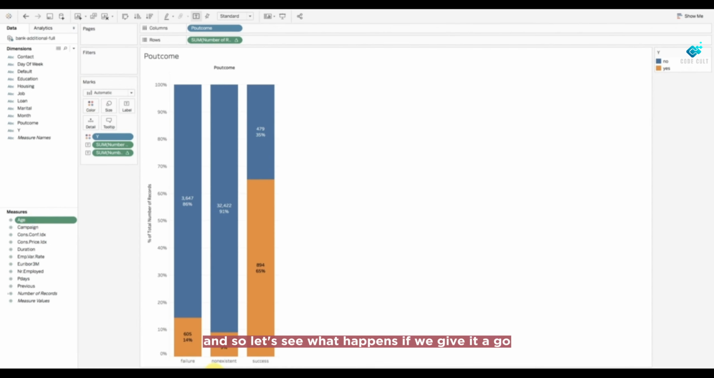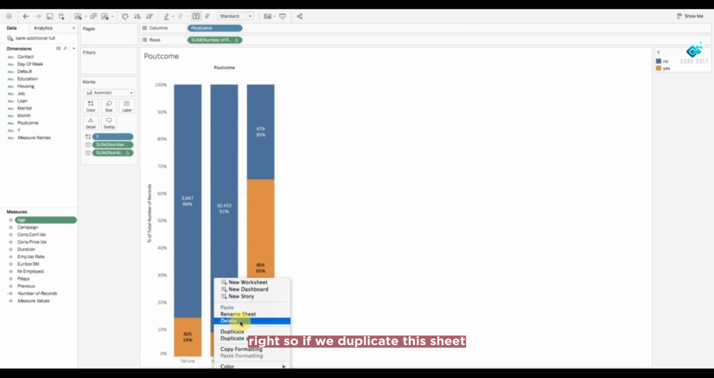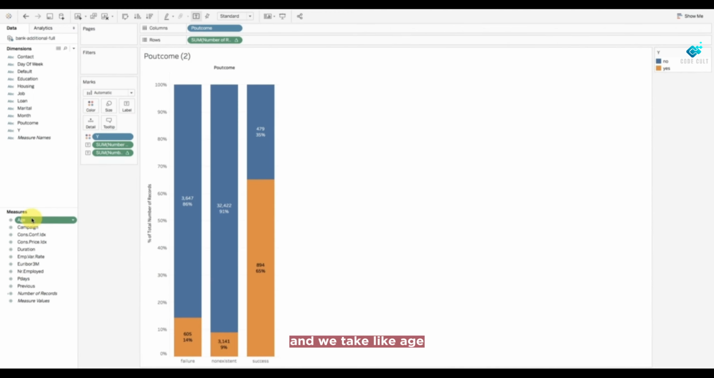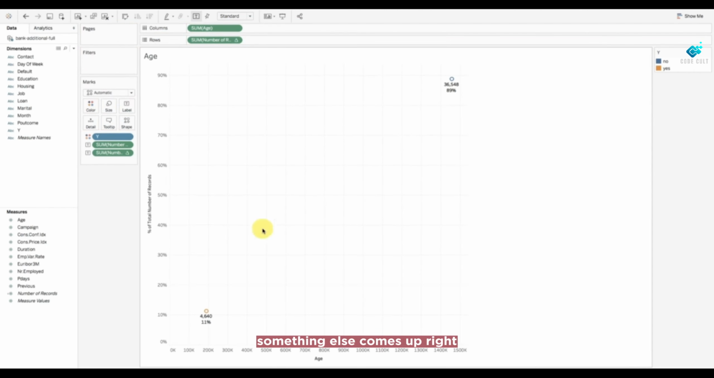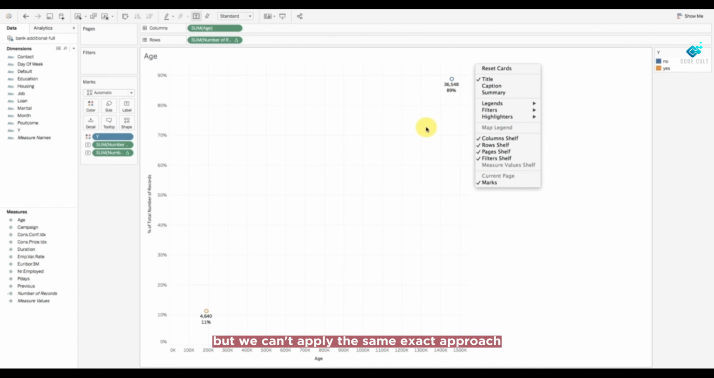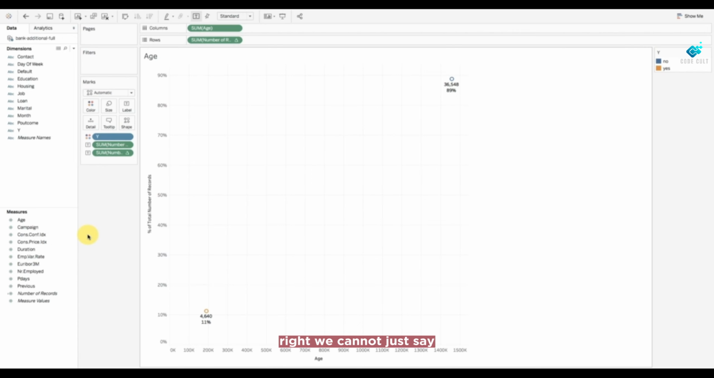And so let's see what happens if we give it a go, right? If we duplicate this sheet and we take age, we're going to be working with age, so we can just rename this. If we take age, for instance, and try to do the same thing, first of all, it doesn't replace, and even if we try this, something else comes up, right? Something completely different. And we can probably build some interesting charts around this, but we can't apply the same exact approach, right? We cannot just say, just replace age there. Simply because it's not a categorical variable.